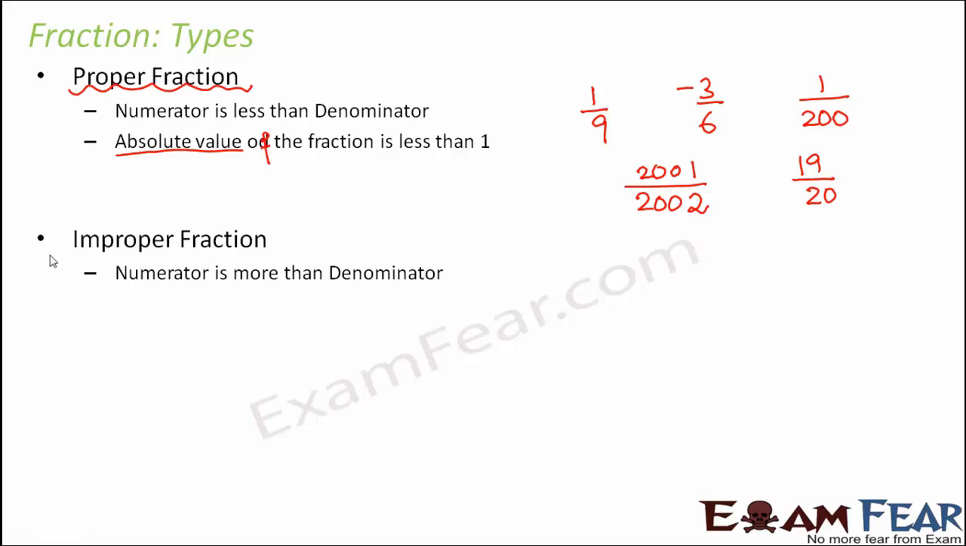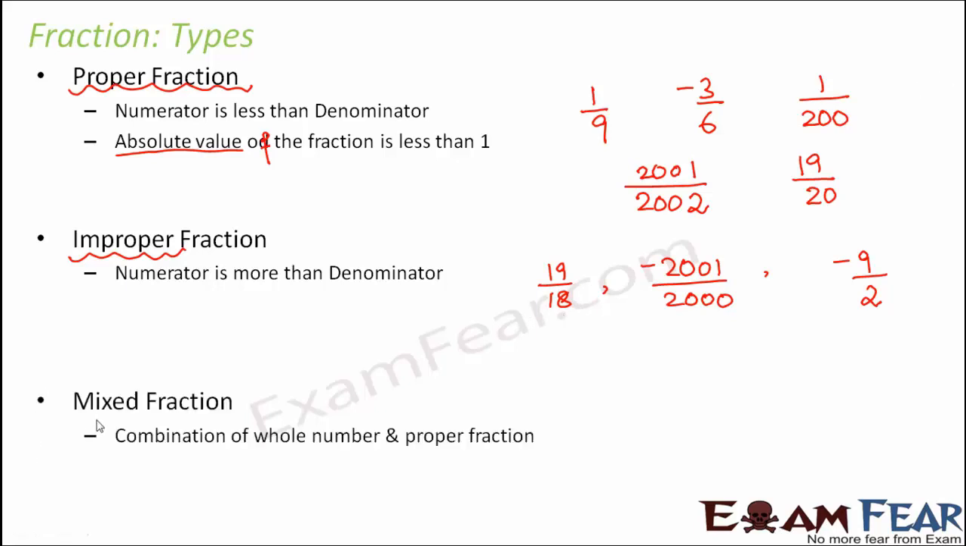Now, can you guess what would be improper fraction? Just the reverse of proper fraction. So here numerator is more than the denominator. So something like 19 by 18 or minus 2001 divided by 2000 or minus 9 by 2. So these are all examples of improper fractions, because we see that the numerator, the number on the top, is bigger than the number below. So these are examples of improper fraction.